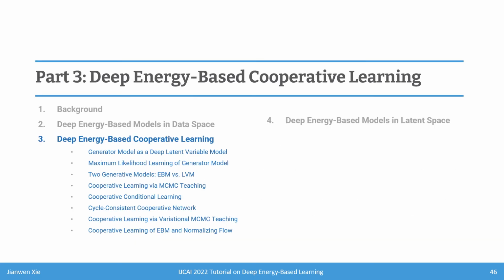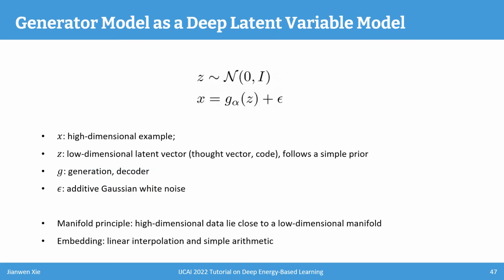In Part 3, I will present the energy-based cooperative learning framework in which a deep energy-based model and a deep latent variable model cooperate with each other to learn the data distribution. I will start by introducing the deep latent variable model and its maximum likelihood estimation algorithm. A deep latent variable model is a top-down generator model that transforms a low-dimensional random vector into a high-dimensional data space by a deep neural network.